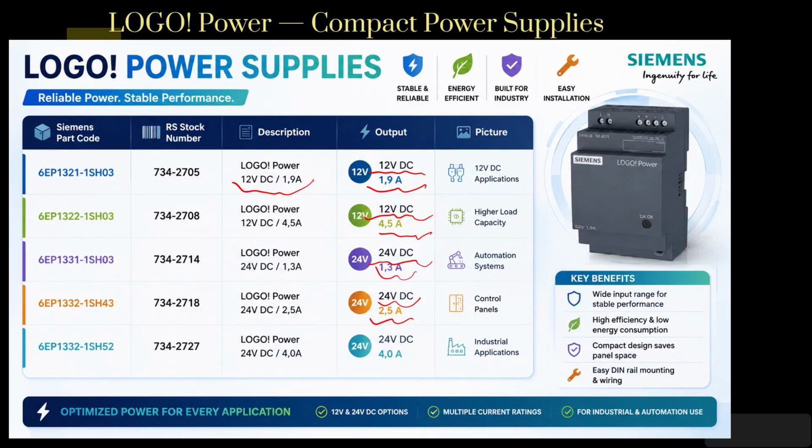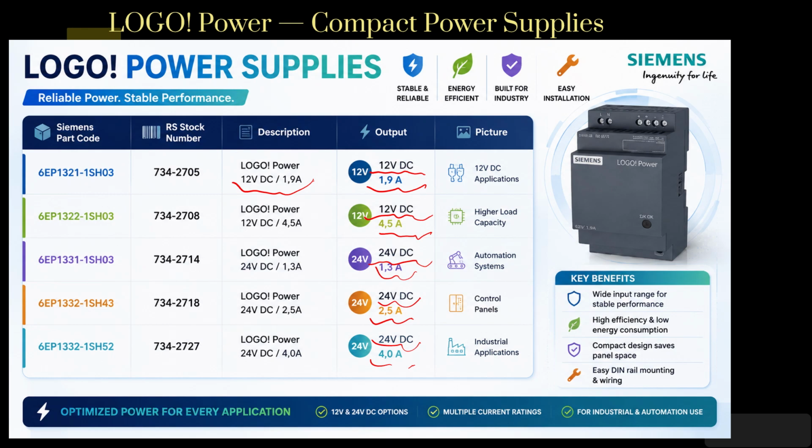The last one is the LOGO!Power 24 volt DC, and the current is 4 ampere. The output voltage is 24 volt DC and the current is increased to 4 ampere. The application for this type of system is industrial, and sometimes we can use this power supply for other applications such as automation systems and control panels as well.